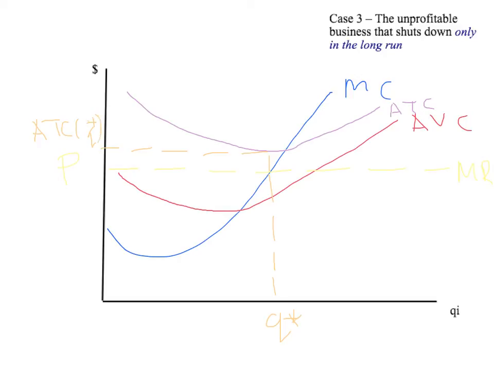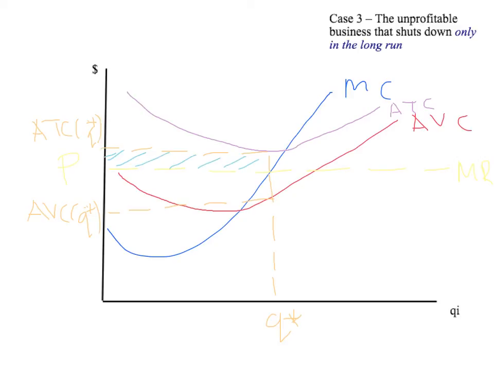What about average variable cost? Well, average variable cost, it's less than the price. So average variable cost at Q star is down here. What's the loss of the firm? Well, the loss of the firm is the difference between average total cost and price times quantity. So we can colour in the loss that this firm makes. It's going to be the blue area here.